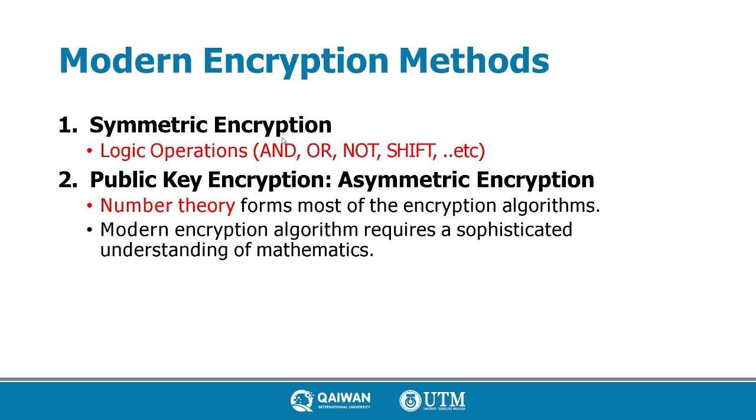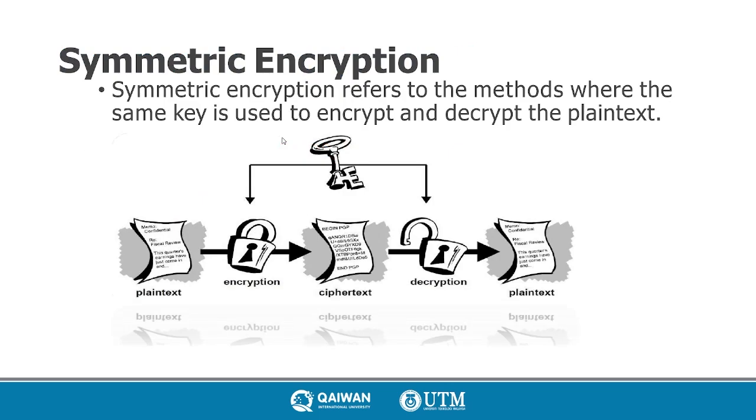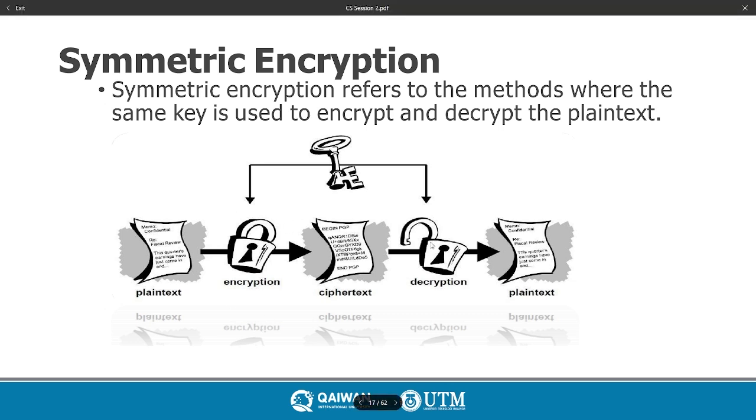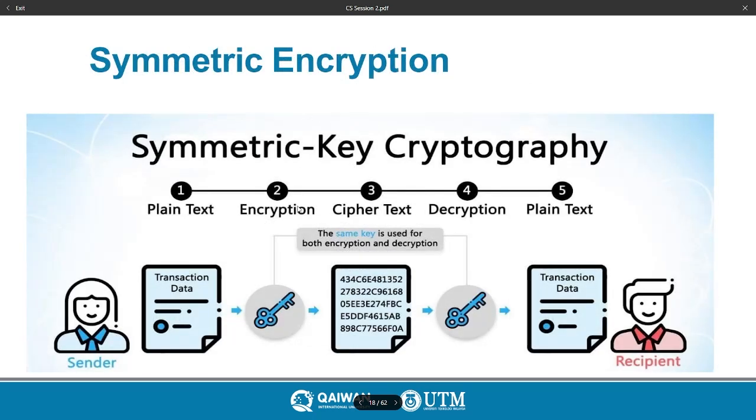Now, how about symmetric encryption? Anytime I say symmetric encryption, I mean that the encryption and the decryption both use the same key. That would be the definition of symmetric encryption. And of course, this would be the entire process. I have a plain text, I will encrypt it. Now I will have a ciphertext, then I'll decrypt it, and I will have a plain text again.